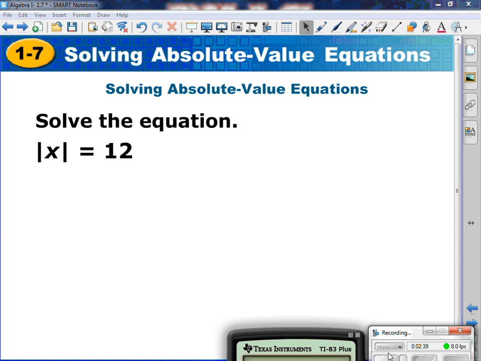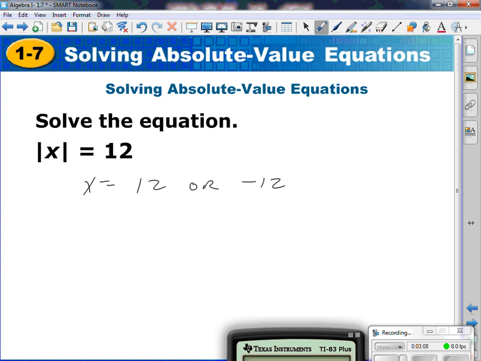Here I have the absolute value of x equals 12. What number for x gets me an absolute value of 12? What number put in here will get me 12? The easiest one's 12. There's always another one: negative 12. Absolute value problems have 2 answers.